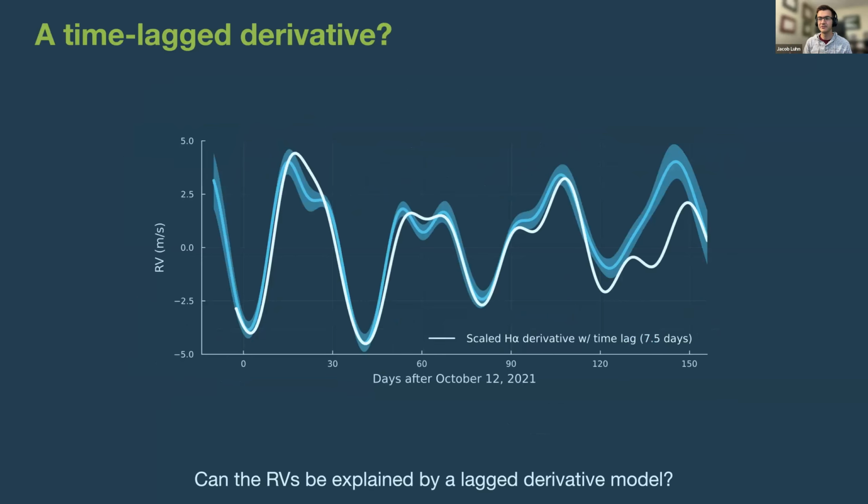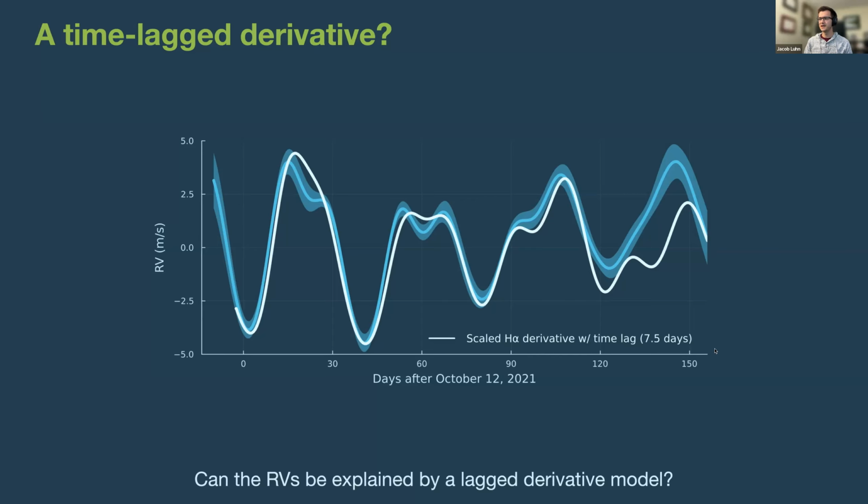And all I've done here is shifted this white curve down and moved it over. I haven't scaled it. And if we scale the amplitudes, again, this is just essentially normalizing these two curves, we get quite striking agreement between these two RVs just by including a time lag of about 7.5 days with the H alpha derivative, especially considering the way it's able to match some of these peaks and valleys.